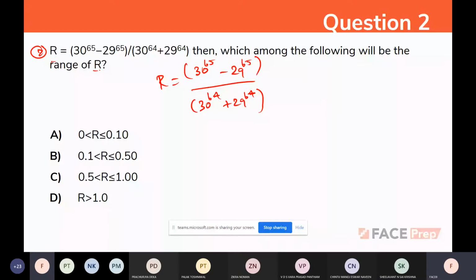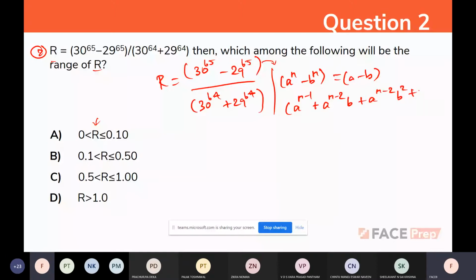For this question, there are two methods. The first method is a conventional method. We need to use a formula. The formula for the expression a power n minus b power n, which is the numerator, is (a minus b) times (a power n minus 1 plus a power n minus 2 into b plus a power n minus 3 into b squared and so on up to b power n minus 1). So this is the expression.